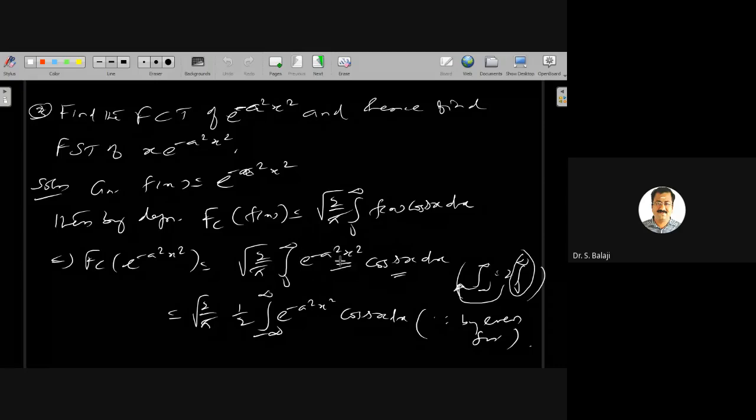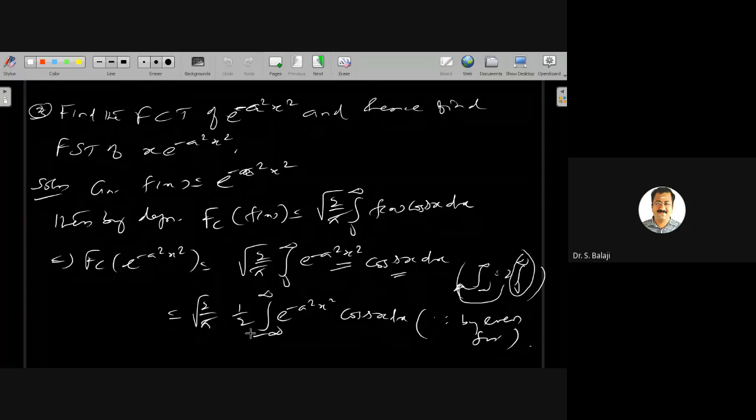Yes, definitely this function is an even function, because replacing x by minus x gives the same function. So if it is an even function, minus infinity to plus infinity can be written as 2 into 0 to infinity. Therefore 0 to infinity can be written as 1 by 2 of minus infinity to plus infinity of e power minus a square x square cos sx dx, because of the even function here.